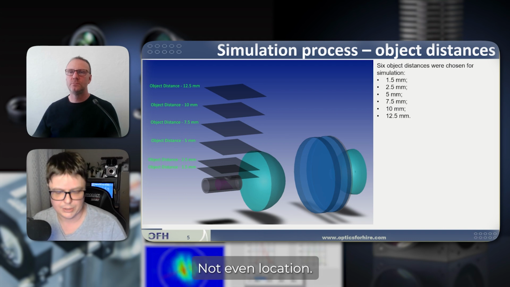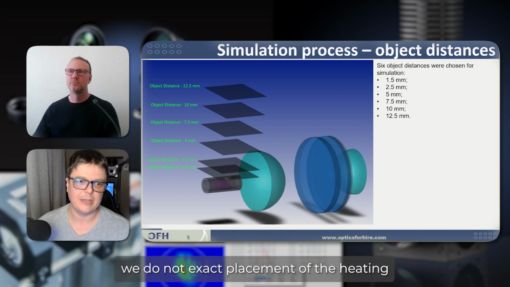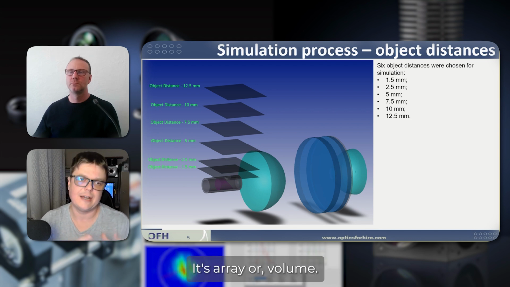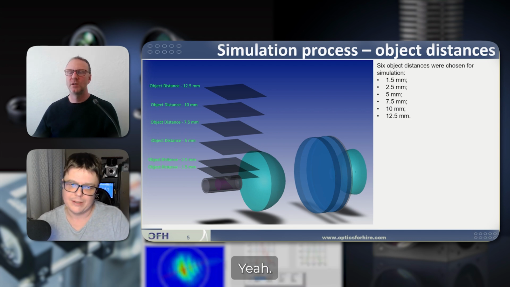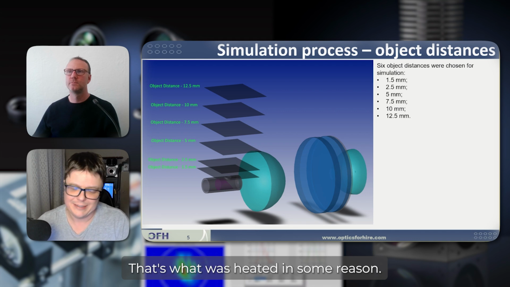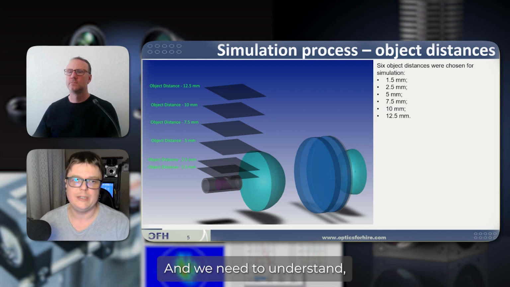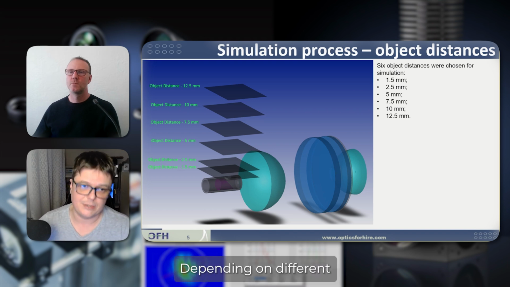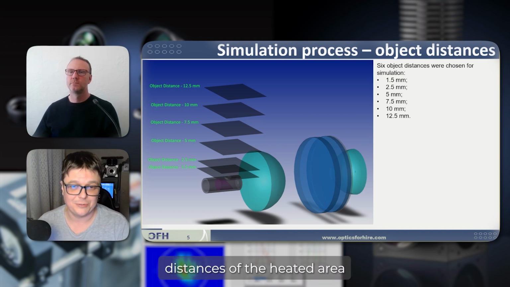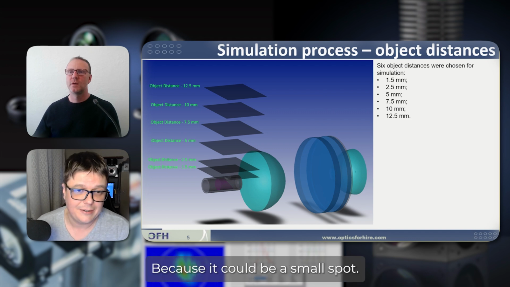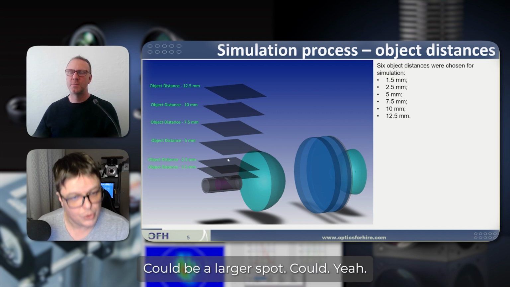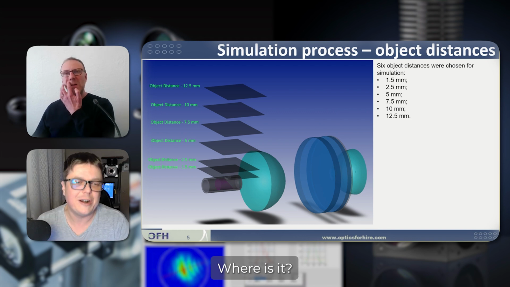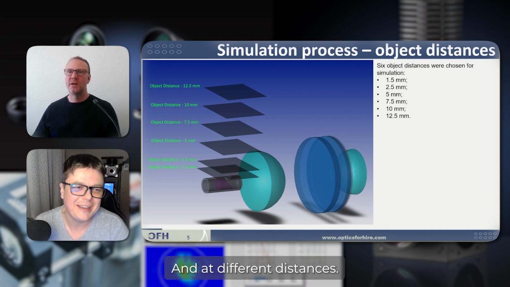Not even location. We do not know the exact placement of the heating, and we don't know the form of the heating, its area or volume that was heated for some reason. We need to understand how the signal changes depending on different distances of the heated area from the sensor, because it could be a small spot, a larger spot, or uniform. You need to understand where it is at different distances.